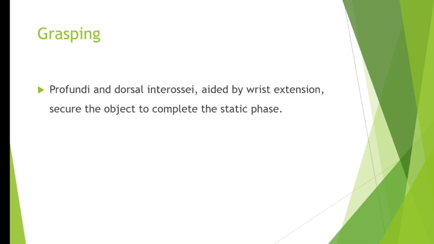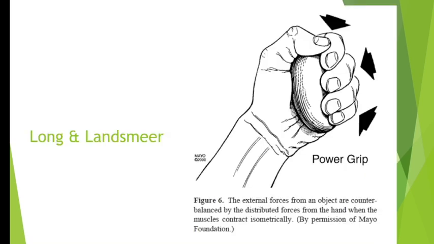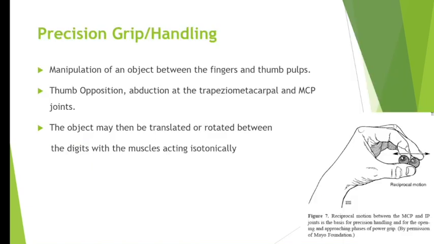And finally, to grasp the object, the FDPs have to work because the fingers have to flex along with the dorsal interossei, and the tenodesis of wrist extension is required. Long and Landsmeer have also told that whenever you power grip an object, the external force has to be balanced by the point contact of the object with the fingers inside. And to do that, you require an isometric contraction of the muscles.